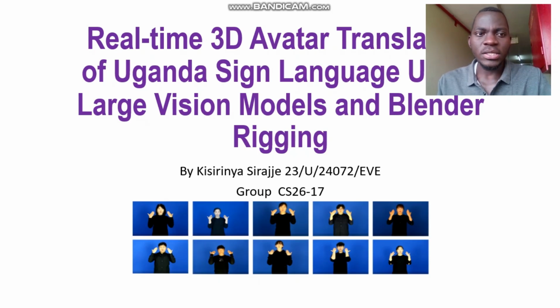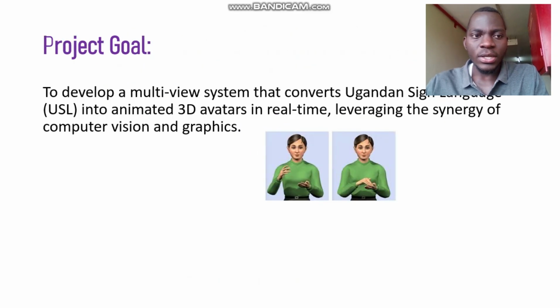Our project is about real-time 3D avatar translation of Ugandan Sign Language using large vision models and Blender rigging. That's what we are going to be working on for our final year project. To begin with, our project goal is to come up with a system that converts Ugandan Sign Language to an animated 3D real-time avatar, and we are going to use computer vision and graphics.